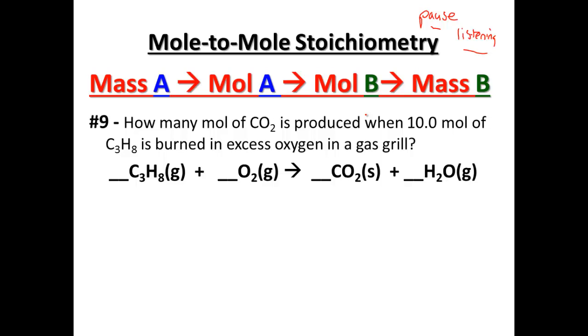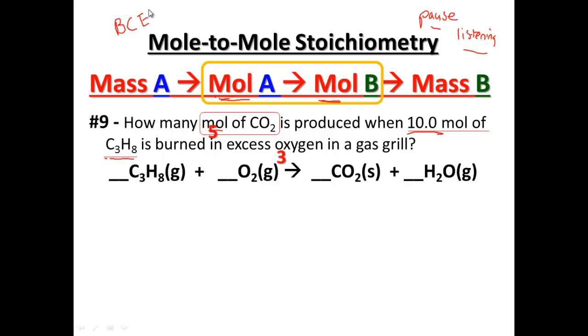To begin with, we're going to analyze our problem. We're starting out with 10 moles of C3H8, propane, and we're trying to find out how many moles of CO2 are going to be produced. We started with moles and we're ending with moles of CO2. So our only conversion is going to be from moles of A to moles of B. And we always need to start with the BCE. So to balance this chemical equation, we'll start with that: 1 mole of propane to 5 moles of oxygen, 3 moles of CO2 to 4 moles of H2O are produced.